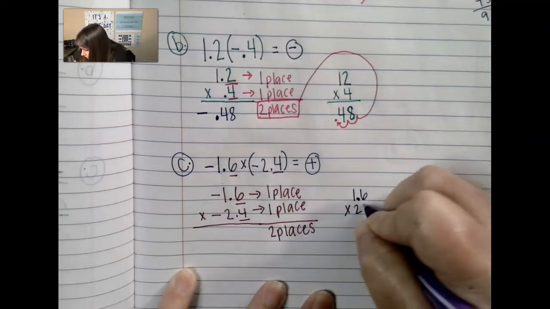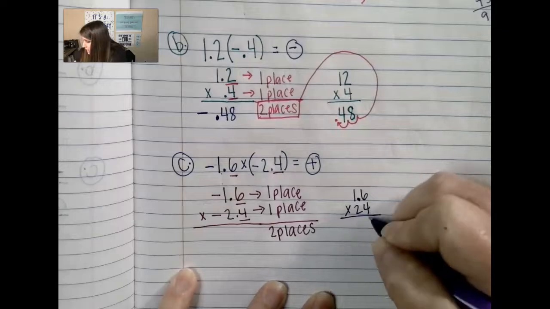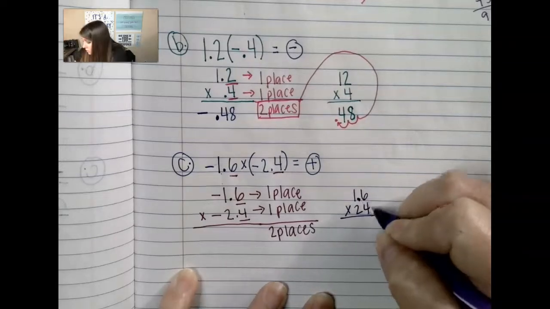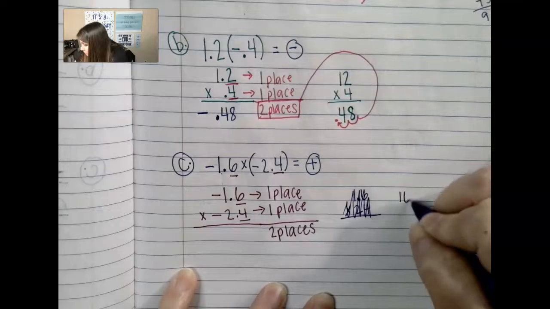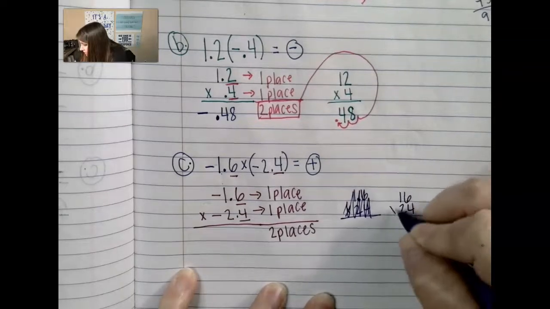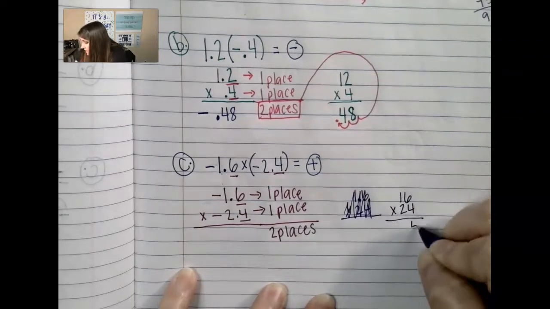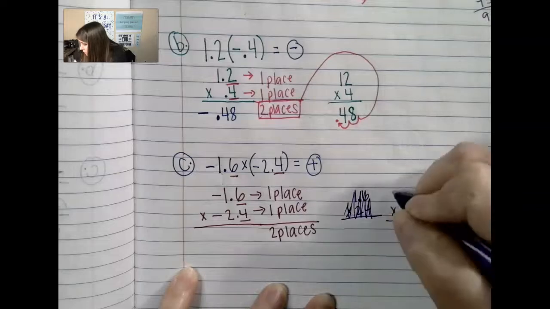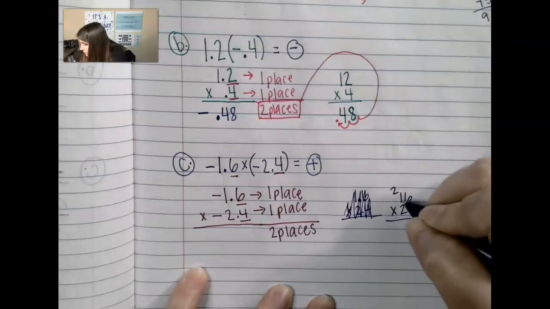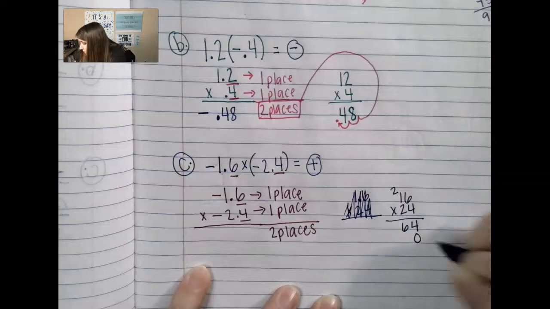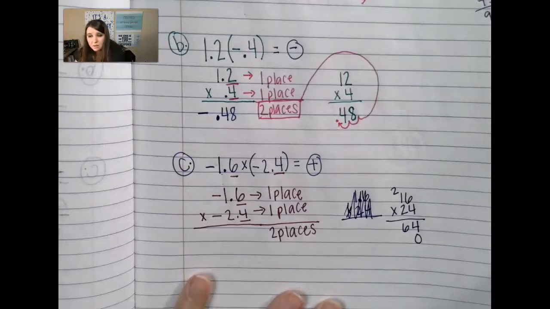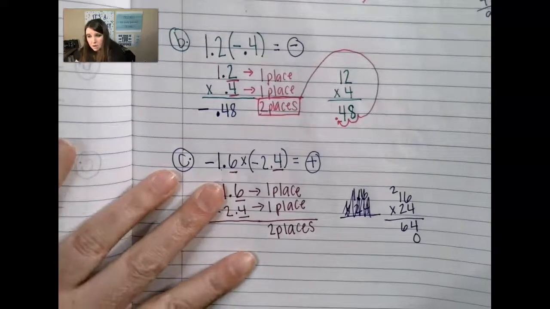16 times 24. And so ignore that decimal. So 4 times 6, I'll just rewrite it because I know that some of you don't like to look at that. There we go. All right, 4 times 6 is 24, carry the 2. And 4 times 1 is 4 plus 2 is 6. And then I put my 0 in there because I'm moving over to the tens column.